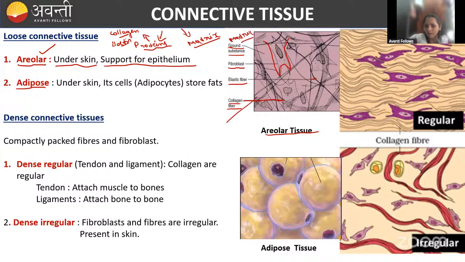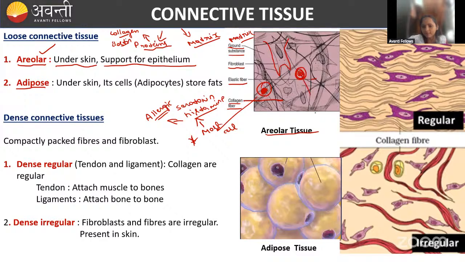Other than this, it also has some other cells. The cells are the mast cells. This mast cell is going to produce serotonin and histamine. This histamine helps in the allergic condition. Remember, histamine and serotonin are produced by the mast cell. Very, very important.